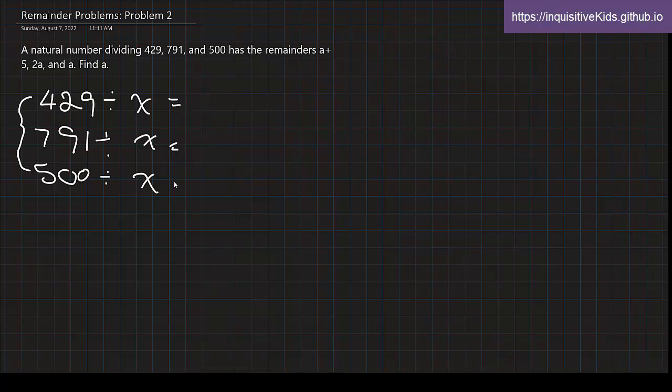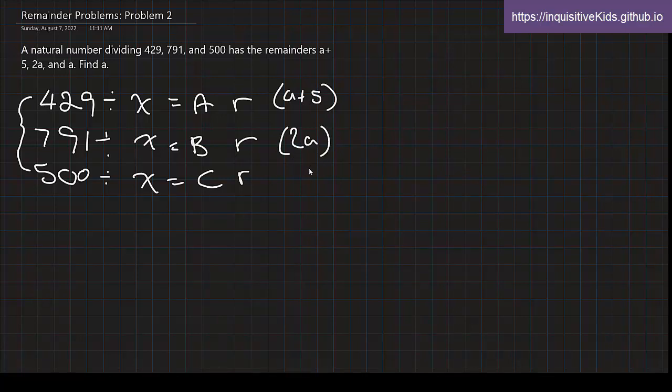So we know that every single time these numbers are divided by x, they have a quotient a, b, c. It's not really referred to in this problem. And they have a remainder of, in the first case, a plus 5. In the second case, 2a is the remainder. And in the third case, just a itself is the remainder.